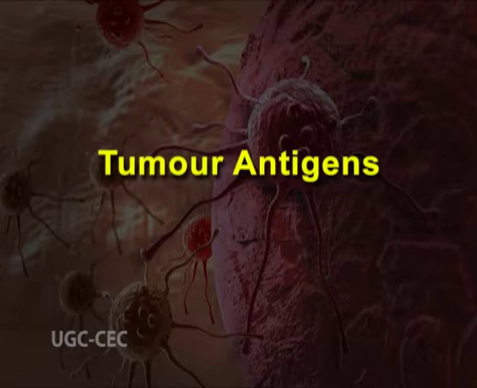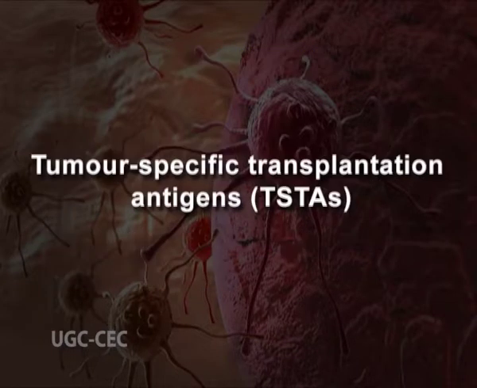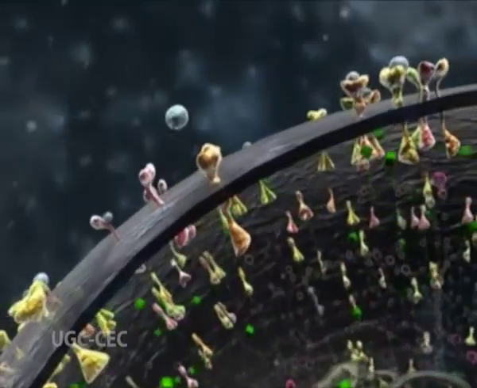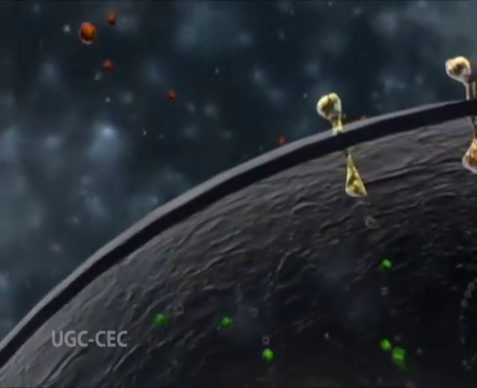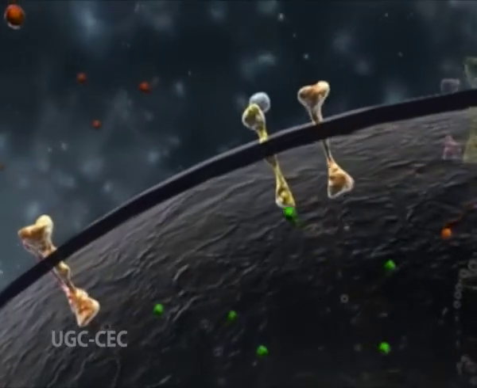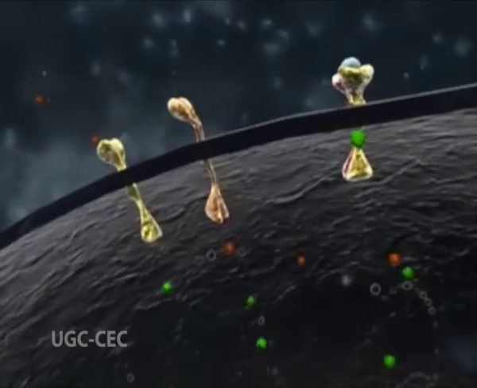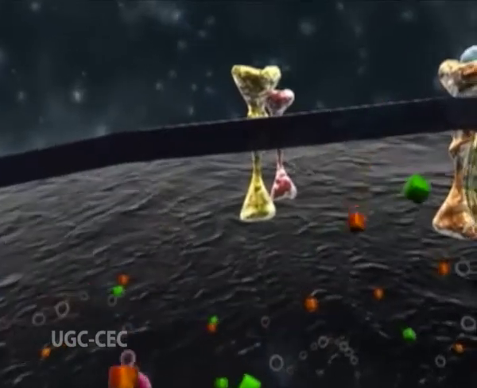Tumor antigens. Tumor antigens are grouped into two categories: tumor specific transplantation antigens and tumor associated transplantation antigens. Tumor specific transplantation antigens. Tumor specific antigens are unique to tumor cells and do not occur on normal cells in the body. They are exclusively expressed by the tumor cells. These antigens are encoded by variant forms of normal genes that have been altered by mutation. These mutational changes lead to altered cell surface proteins.